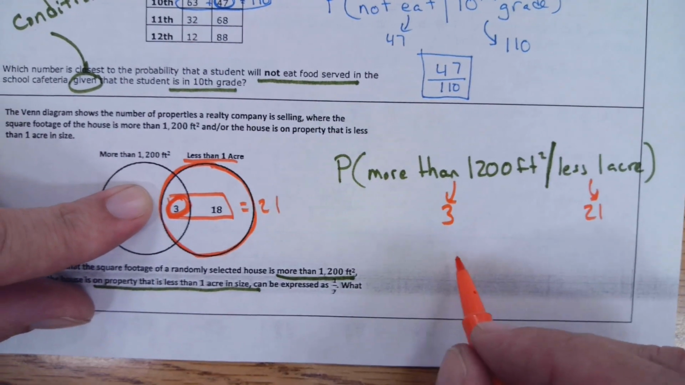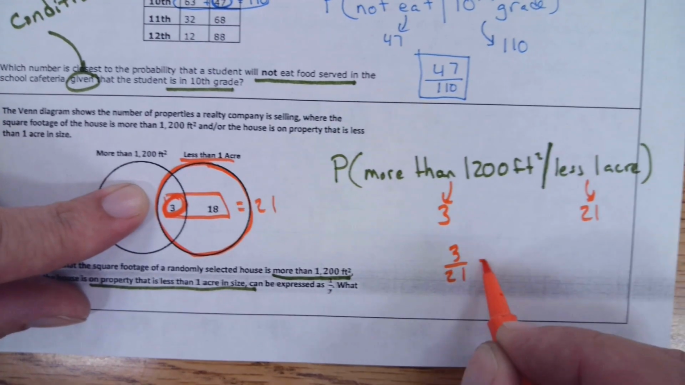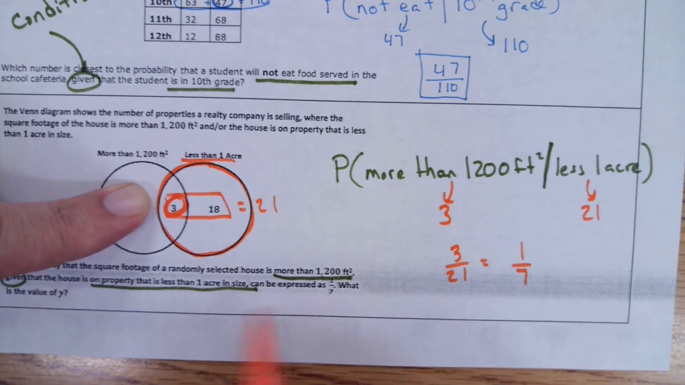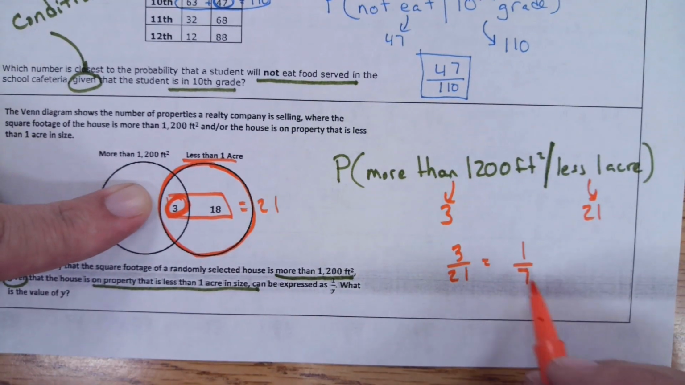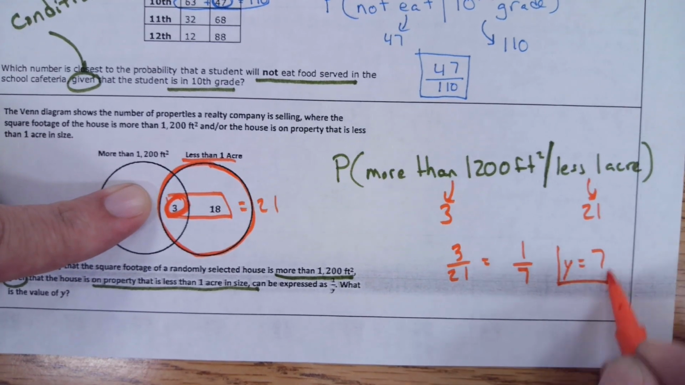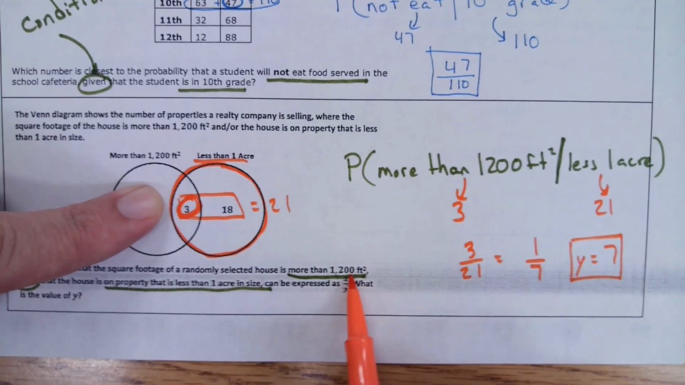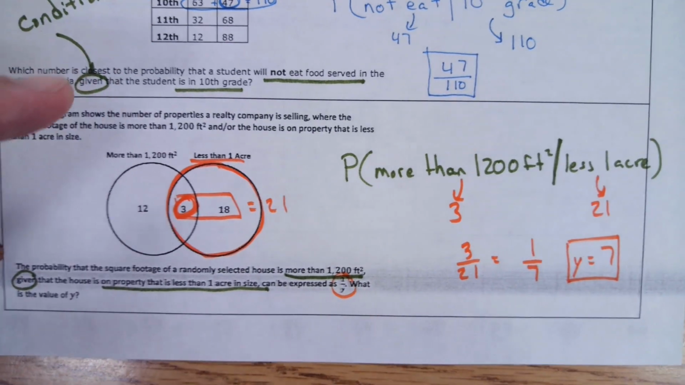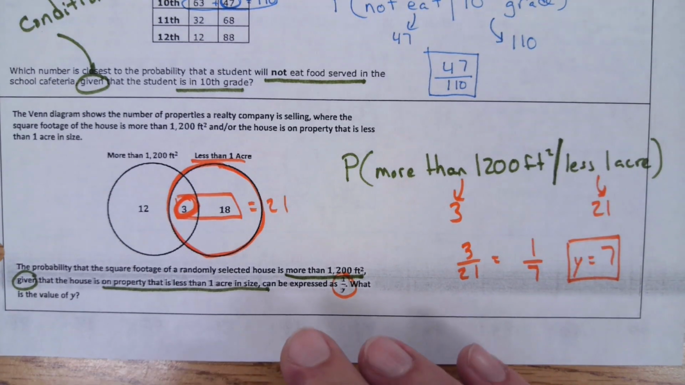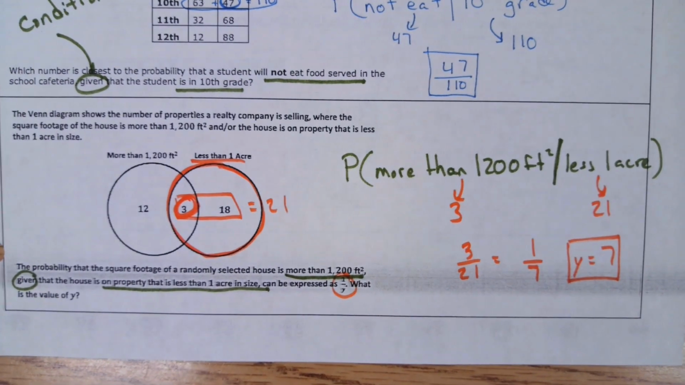So my answer is 3 over 21, which reduces to 1 over 7. So the question was, what is the value of y? So y is equal to 7, because that's what the fraction is, 1 over 7. Okay, let's go to the back.